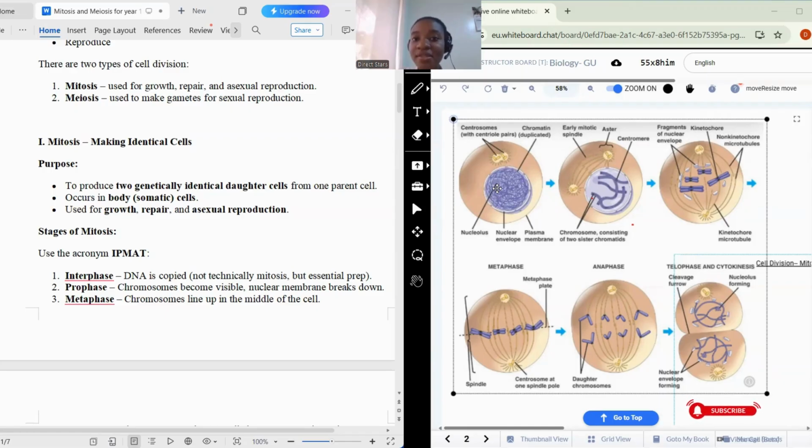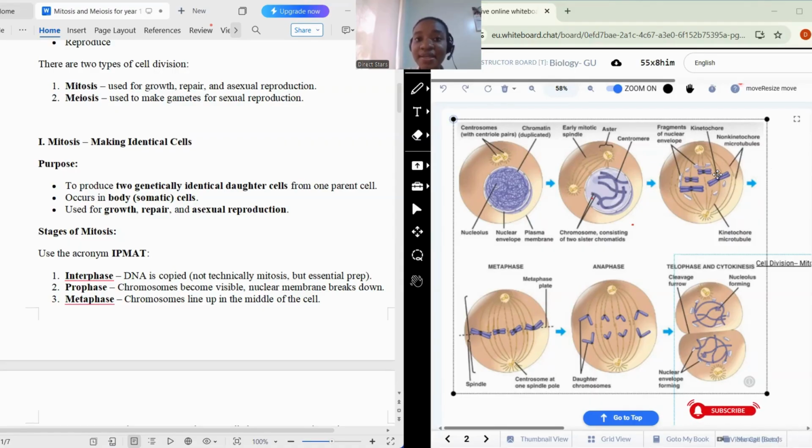So when the cell division is about to start, then the DNA, after replication, condenses. When it condenses, it forms the chromosomes, the X-shaped chromosomes that we see, just like you can see right here. Then after this stage, the next thing that happens is the spindle fibers.